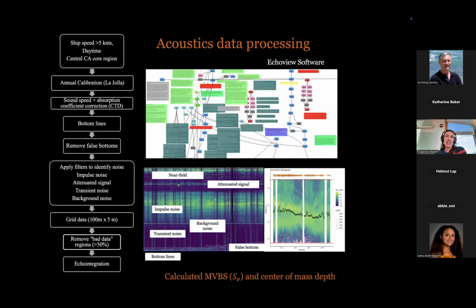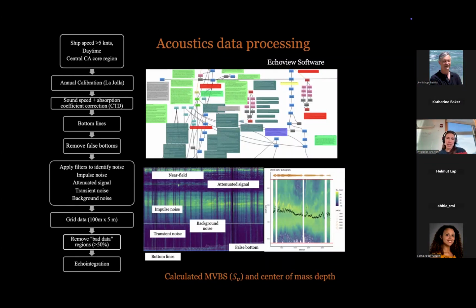To process these acoustic data, which were collected on two different vessels and in a lot of different conditions: this is an example of a messy echogram on the bottom left here that needed a significant amount of processing in order to get at that scattering layer. We used calibrated data, which were calibrated annually. We accounted for varying ocean conditions by correcting for sound speed and absorption coefficient using CTD data. The vessel also deployed CTDs, and we used the three nearest CTDs per day in space and time to account for that. I manually edited bottom lines and removed false bottoms. We also filtered for impulse noise, attenuated signal, transient noise, and background noise, which are all sources of error in acoustics data. And we processed everything in the same way.